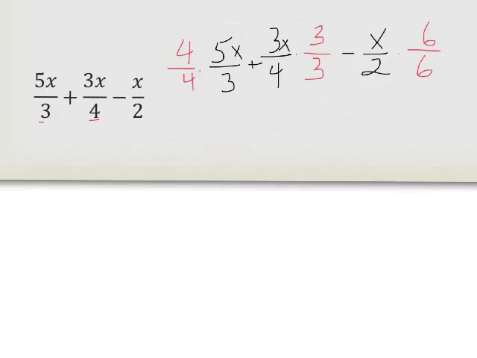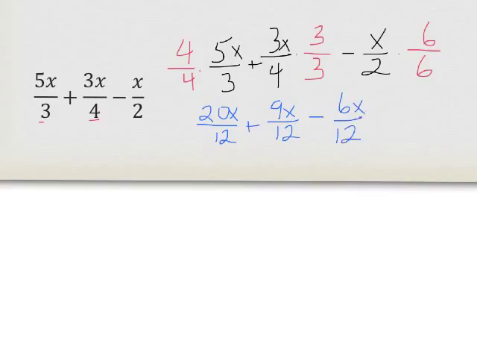Okay, so our first term here, 4 times 5 is 20, so it's going to be 20x over 12, plus 3 times 3 is 9, so plus 9x over 12. And then lastly, minus x times 6 is 6x over 12.